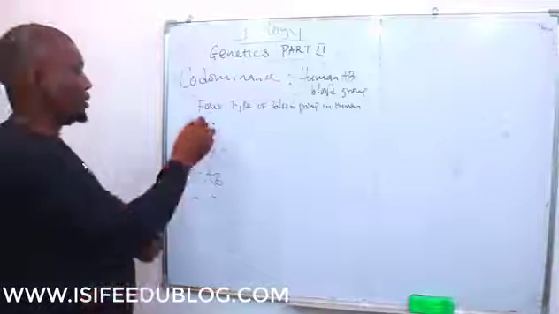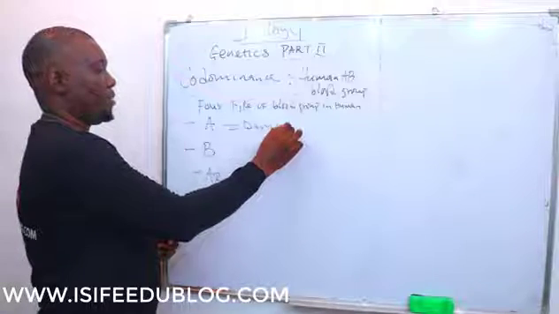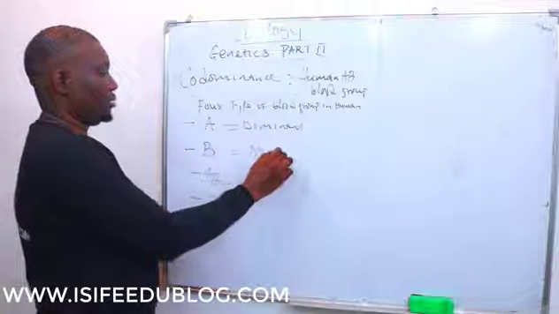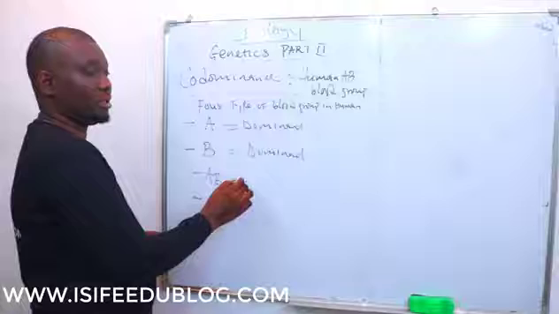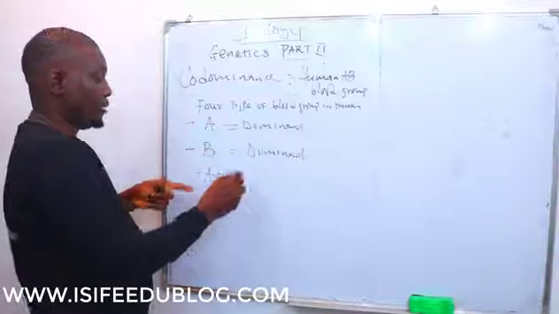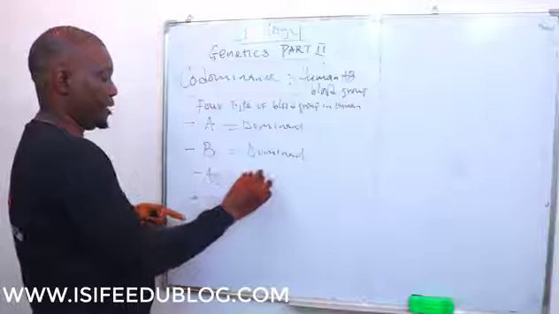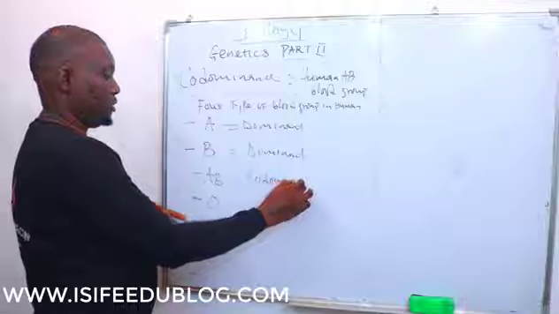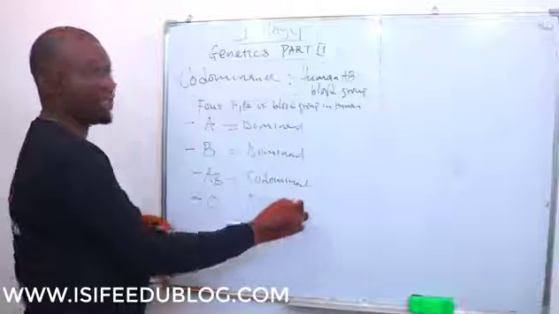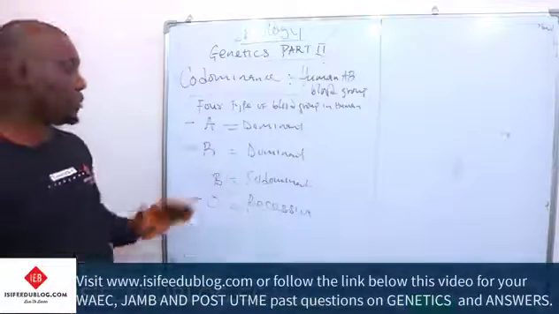Then the first one, A blood group, is dominant. It's a dominant blood group. This is also a dominant blood group, and both of them are dominant. So this is a homozygous pair, or this is codominance, and the only blood group here that is recessive is blood group O. Those that have blood group O are recessive. So this is the blood group.